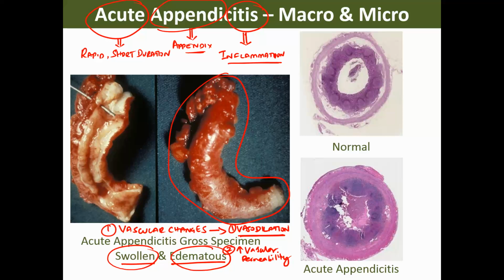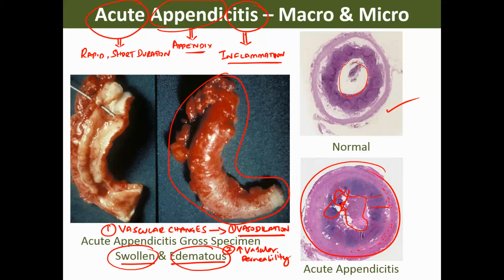Okay, and this is a normal slide, a normal cut section, microscopic section of the appendix. So if you see the acute appendicitis microscopic picture, you can see a lot of blue color areas, right? And these blue color areas are also involving the muscular coat of the appendix. Small dot blue color areas. So these are all the inflammatory cells, and the appendicular lumen is filled with some tissue fluids and inflammatory cells, and there is ulceration of the appendix.